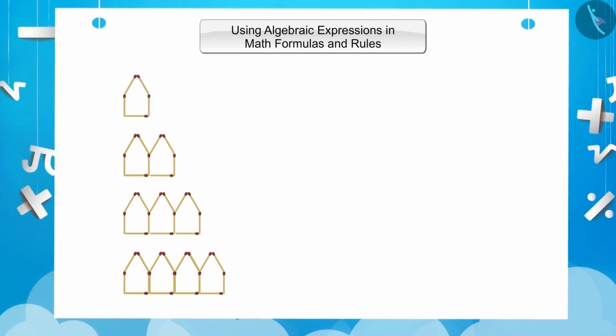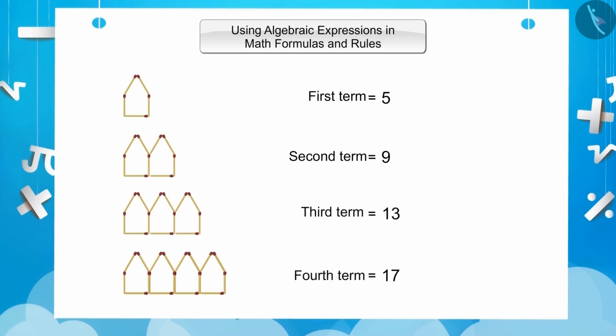There are 5 matchsticks in the first heart, 9 in the second, 13 in the third, and 17 in the fourth. If we consider the number of matchsticks here as one term, the first term will be 5, the second term will be 9, the third term will be 13, and the fourth term will be 17.